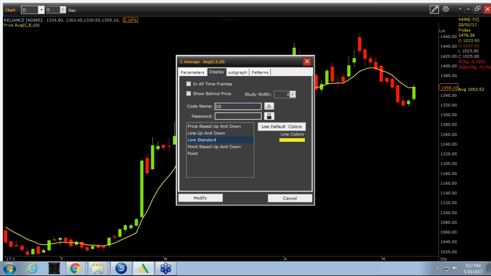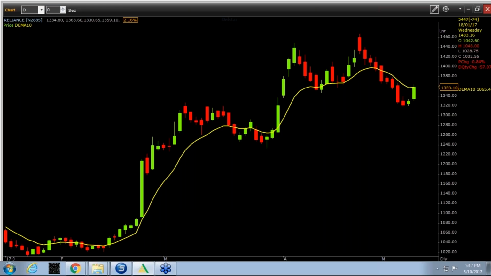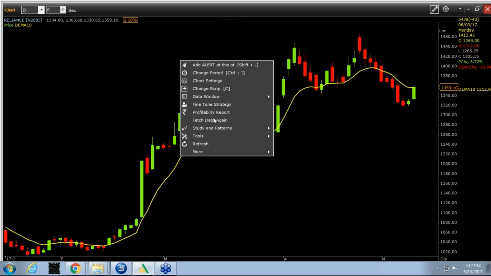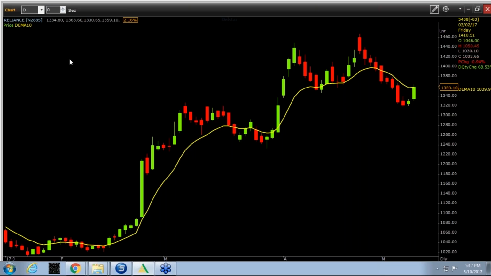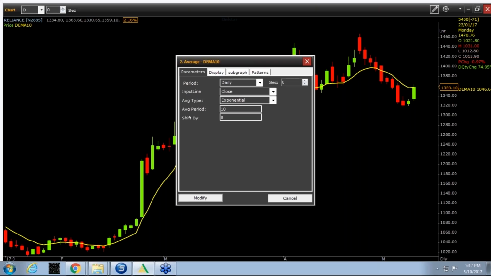You can also click on this average, and you can go to the display column and, to make it easy for you, you can say it's a daily and it's an exponential moving average. So you mention DEMA and you do a 10 and you do a modify. So now you'll find that at the top end it is clearly mentioned that it is DEMA 10, that is a daily moving average, which is an exponential of 10. So it's very simple. So I'll take this one and I will keep on changing it, so that will be even better for you.